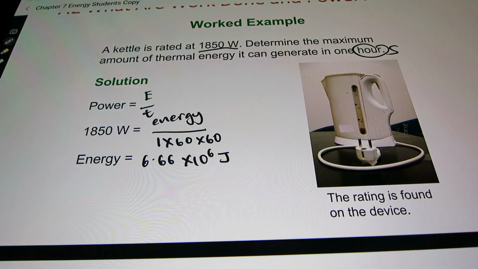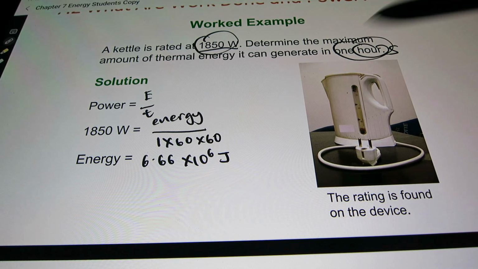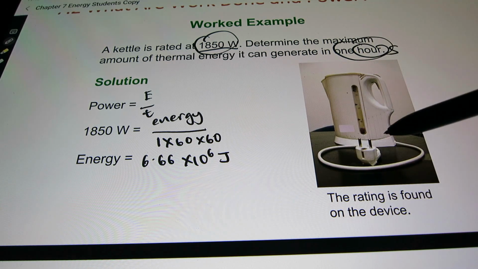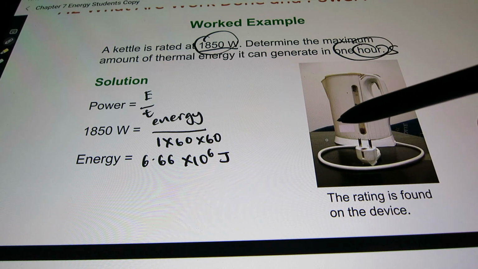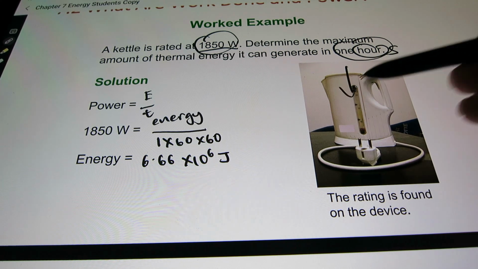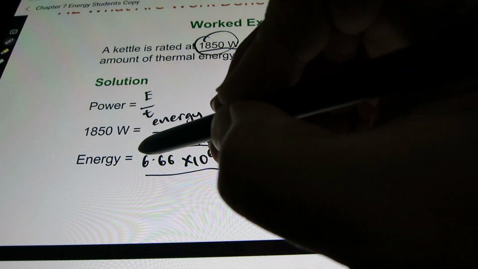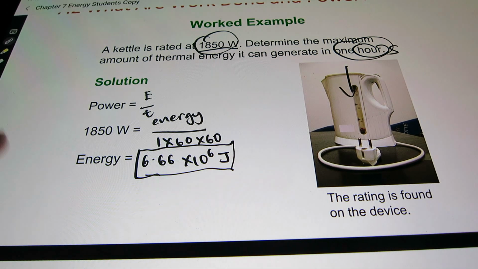That means if you switch on a kettle that is rated at 1850 and you switch it on for 1 hour, then the amount of energy that this kettle is going to transfer to either this water inside or the surroundings, all in all, will be this amount of energy that is going to transfer.